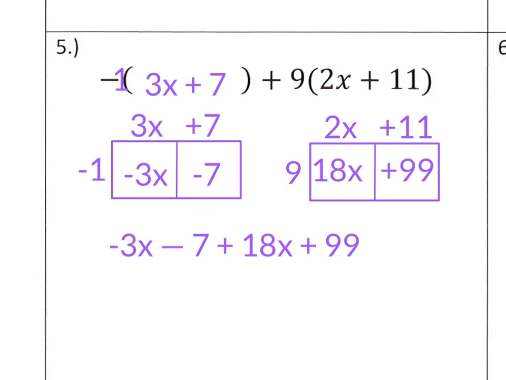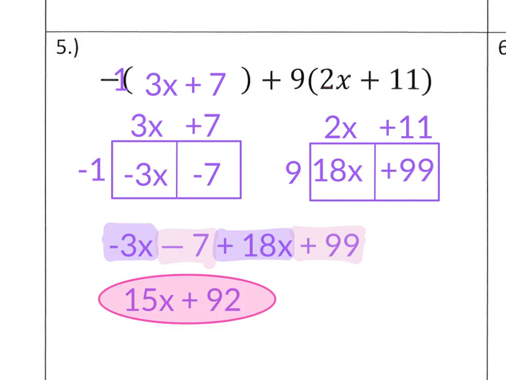I'm not done yet. I got to look for some like terms. Variables first. I see a negative 3x, and then I see the positive 18x. Notice how I'm highlighting the sign with it. Negative 3 plus 18 gives me a 15, and they were both x variables. That's why we put them together. So 15x. And then I look for more like terms. The next thing I see is my negative 7 and a positive 99. Negative 7 plus 99 I can put in my calculator. Negative 7 plus 99 gives me 92. So my final answer here is 15x plus 92.